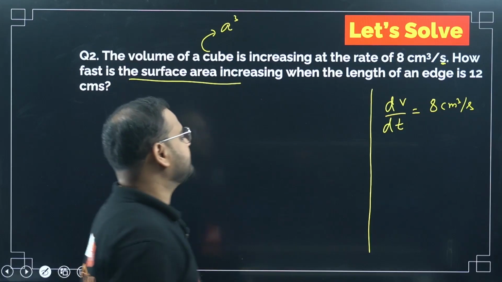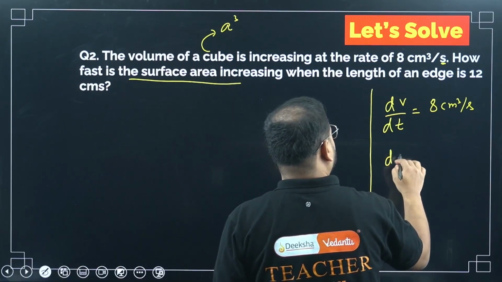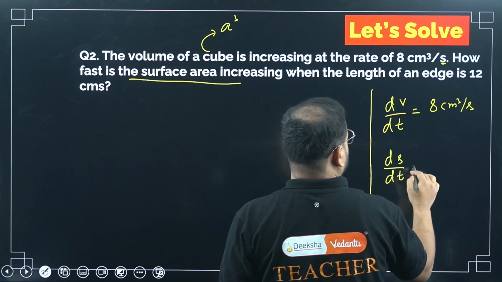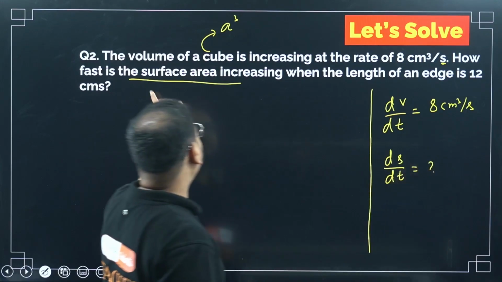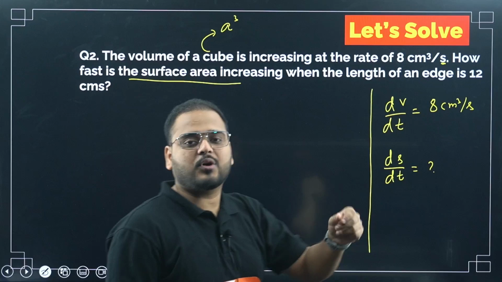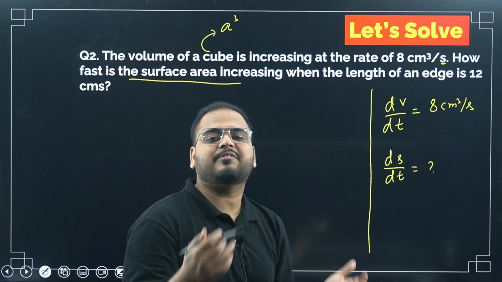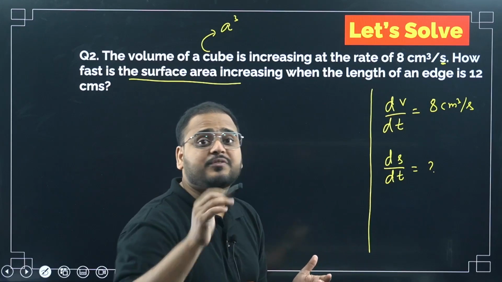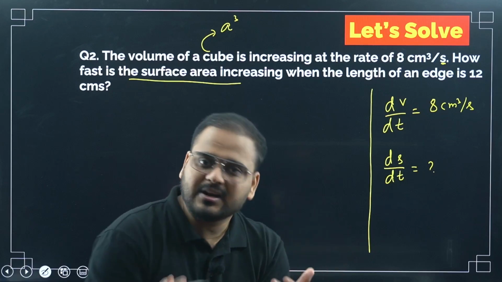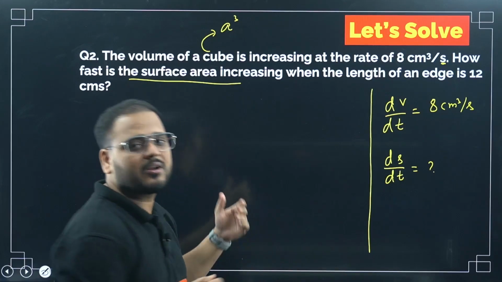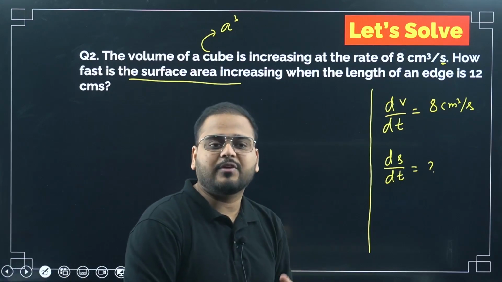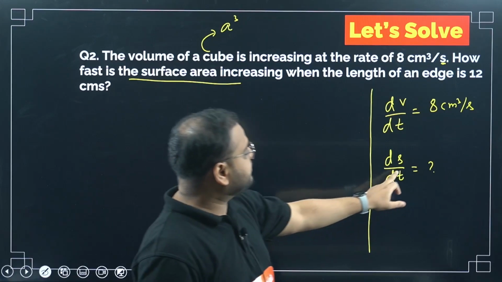How fast the surface area is increasing? So what are they asking? ds by dt. That's what the question is. How fast means with time only, right? When we say fast, I have to reach in lesser time, right? So whenever we say fast or slower, with respect to time only we are talking. So how fast means differentiation of s.